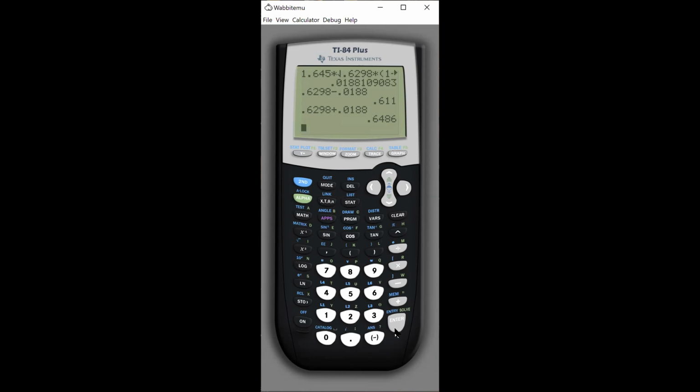And just remember, for a confidence interval, the lower number should be on the left side. The higher number should be on the right side. So 0.611 should be first, and 0.6486 should be second, because 0.611 is smaller than 0.6486. So you never want to put the bigger number first. You always want to put the smaller number first, because that's how you want the interval to be. So any question in regard to how we found the confidence interval?